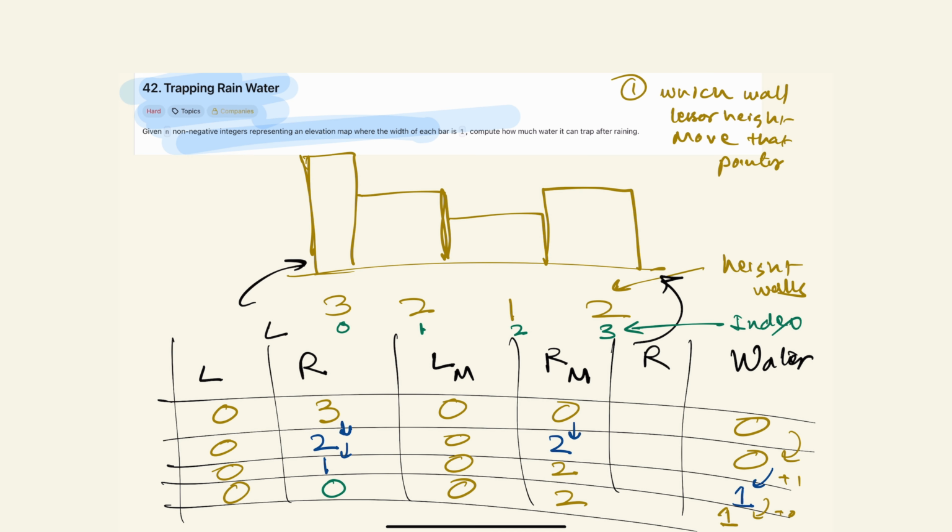Now currently where we are, the left pointer is 0, right pointer is 0. That means yes, we are done. So the condition to repeat this loop is that left should be lesser than right. Now since both are same, terminate the loop. Left pointer should not cross the right pointer.